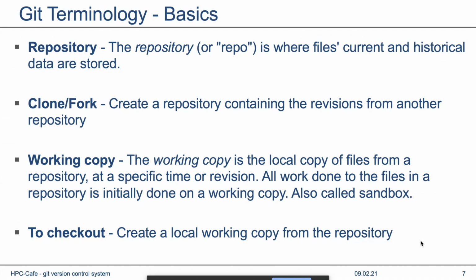Then clone or fork, that's synonymous. You could also say copy. So cloning or forking is to create a repository containing the revisions from another repository. So you just copy the repository with all the information. A working copy is the local copy of files from a repository at a specific time or revision. All the changes you make, all the work you do on files in a repository, are done on a working copy. In other revision control systems, this is also called a sandbox. To check out is the activity of creating a local working copy from the repository.